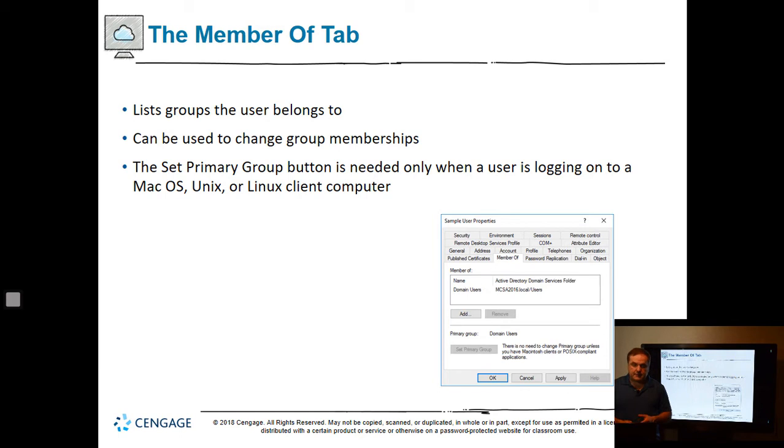The Member tab lists groups that users belong to, can be used to change group memberships, and it sets the primary group button when needed. So you can go ahead and change by adding the members if you want, but by default, domain users should be the default group that you have. So the primary group, I should say. So you can add a whole bunch of other groups, but I would leave the domain users as your default one.